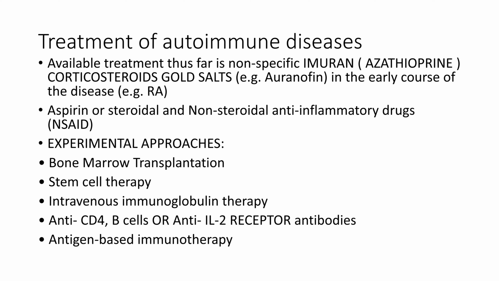More experimental approaches have come forward for the treatment of autoimmune diseases, which include bone marrow transplantation, stem cell therapy, and intravenous immunoglobulin therapy. Anti-CD4 antibodies, anti-B cell antibodies, or anti-interleukin 2 receptor antibodies can be given, and antigen-based immunotherapy can also be given to the patients. But depending upon the chronicity, it should be kept in mind that these autoimmune diseases are not reversible. Thank you.